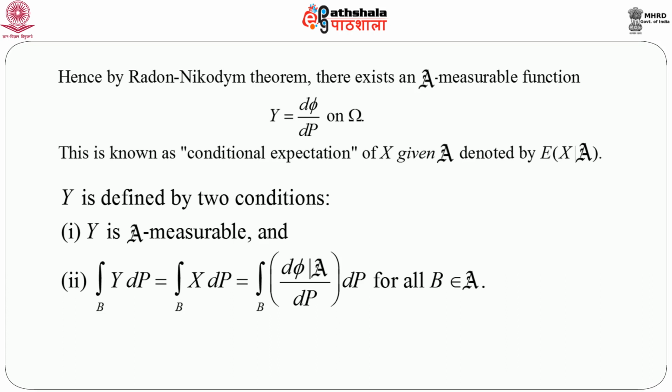Now, Y basically is defined by two conditions. The first condition is that Y must be script A measurable. The second condition: the integral of Y dP over B is the same as the integral over B of X dP. We can write this as the integral over B of d phi given A with respect to dP, into dP, and this is true for all B belonging to script A. So, this Y is defined by these two conditions.